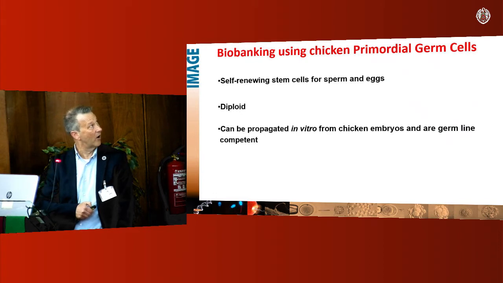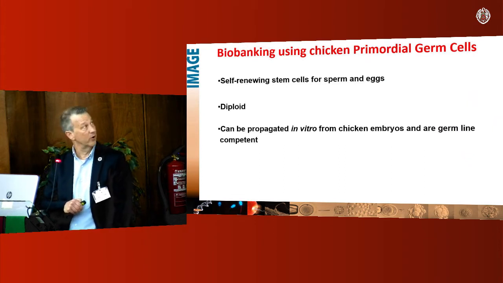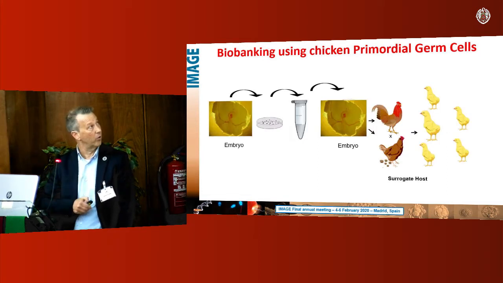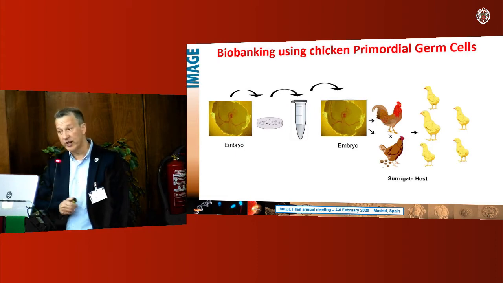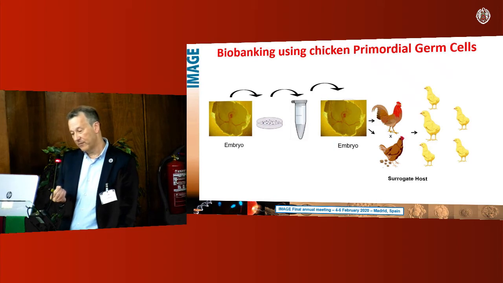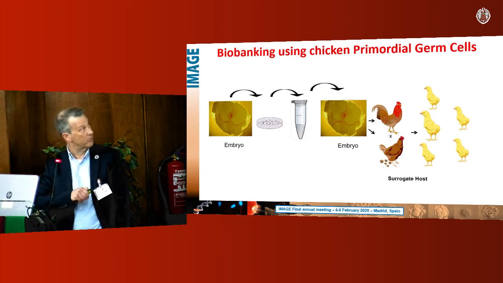These cells are self-renewing stem cells whose only purpose is to make sperm or eggs in the adult animal. These cells are diploid, so they can proliferate. And what's unusual for vertebrate species is that we actually learned how to culture these cells in vitro, and they retain germline competence. So this is our whole procedure here. We start with a chicken embryo at a very early stage of development, before it's even formed a nervous system. There's about 100 primordial germ cells in this embryo.